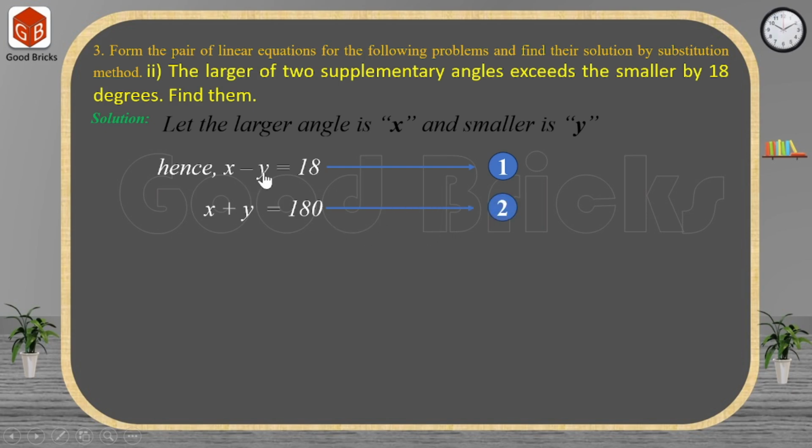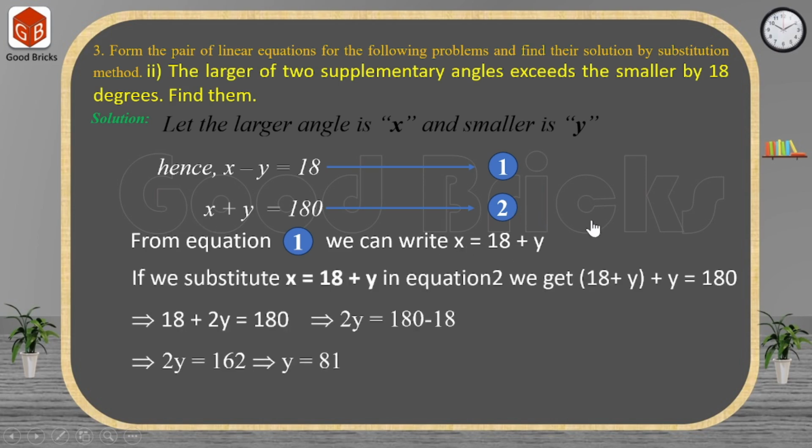And from this first equation, when you transpose this minus y towards right side, you can write x is equals to 18 plus y. Now this x is equals to 18 plus y, let us substitute in equation 2. Means here in place of x, let us write x is equals to 18 plus y in equation 2. So when you substitute, you will get y is equals to 81.